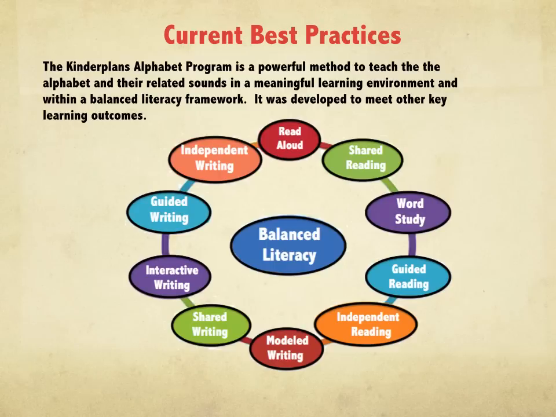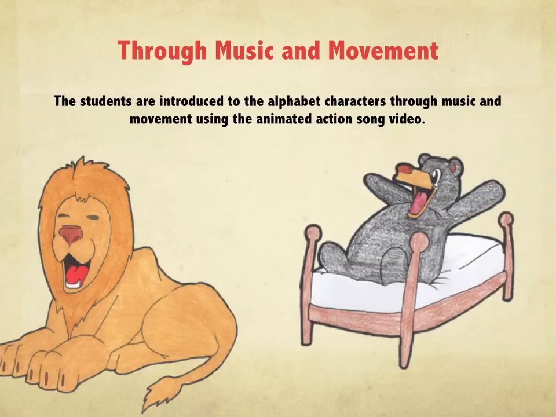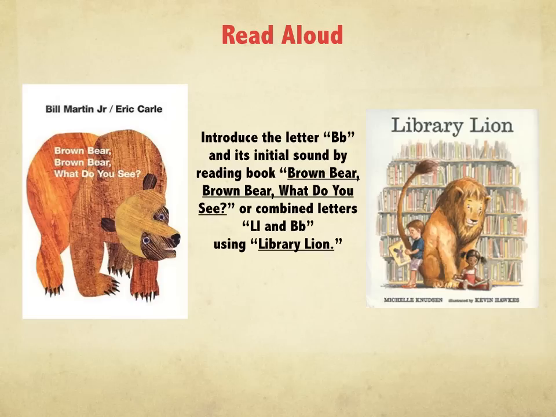The Kinderplan's alphabet program is a powerful method to teach the alphabet and their related sounds in a meaningful learning environment and within a balanced literacy framework. It was developed to meet other key learning outcomes. Learning through music and movement. The students are introduced to the alphabet characters found in the visuals and readers through music and movement using the animated alphabet action video.